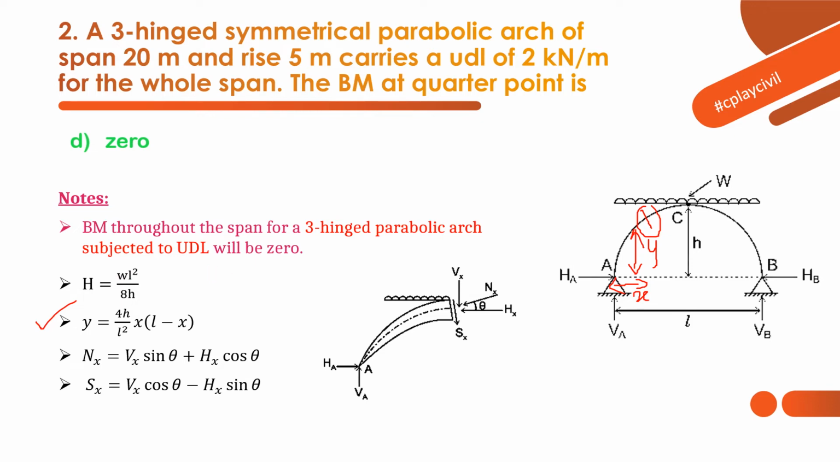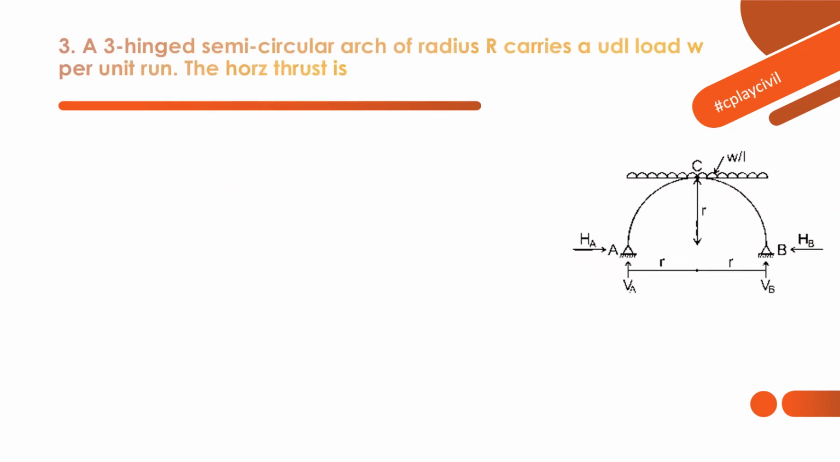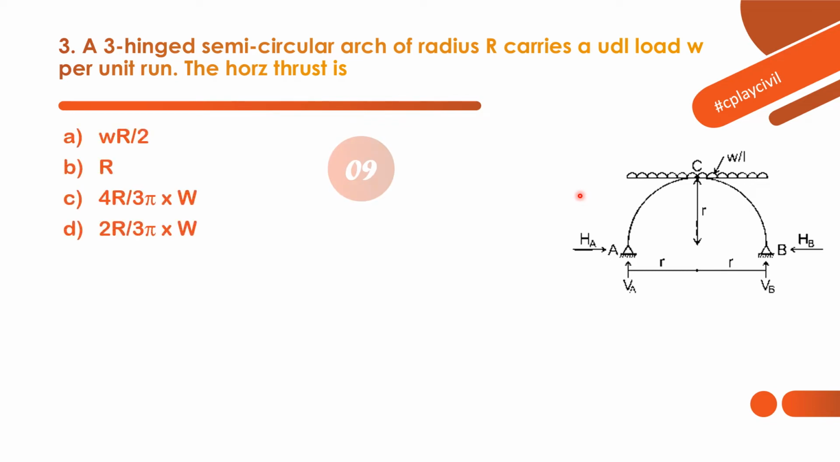Now let's move on to the next question. A three-hinged semicircular arch of radius r carries a UDL over the entire span, which is W per unit run, and we have to find the horizontal thrust. In the first two questions we learnt about the three-hinged parabolic arch. Now we shall move on to the semicircular arch. Three-hinged semicircular arch. Here the question is, what is the horizontal thrust?